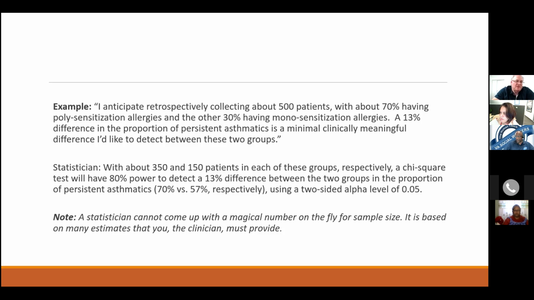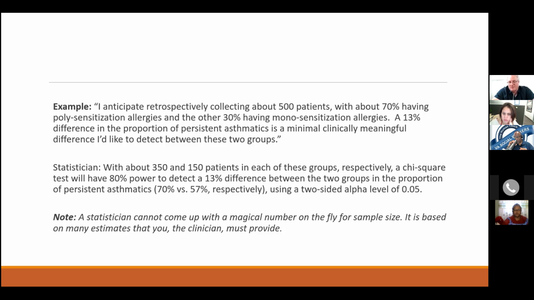Power simply means if this difference is real, if these two groups really do differ in terms of how many people become persistent asthmatics, your study has an 80% chance of detecting it. That also implies there's a 20% chance your study will miss it. But you want to at least have 80% power. You want to have more power, but the more power you want, the bigger your sample size has to be.